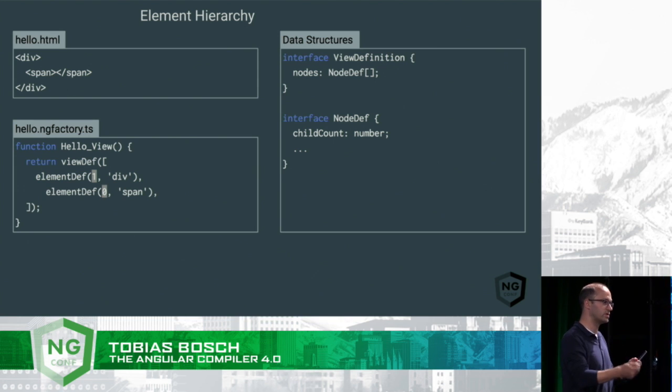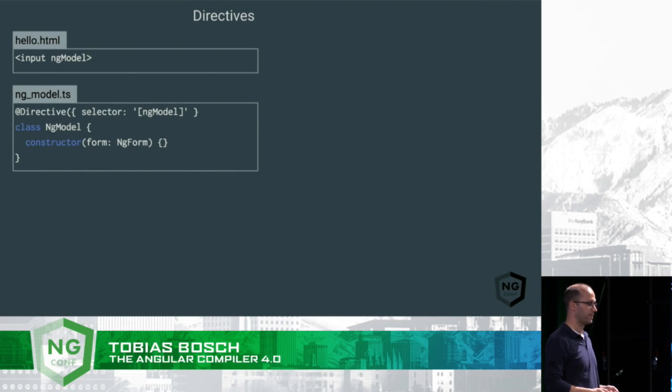So then it's clear who's the child of whom, and we can use that to instantiate your application in the right way. So we have a new property, child count, on the node def.